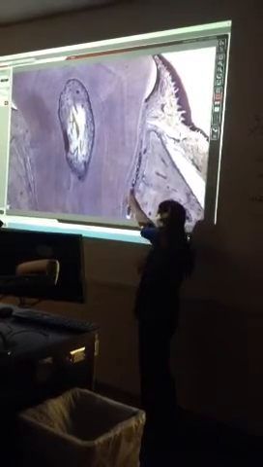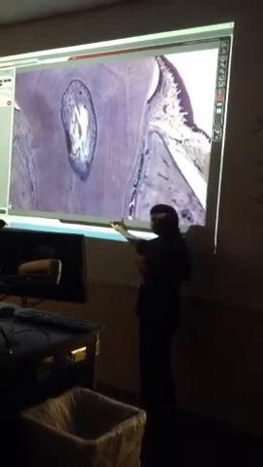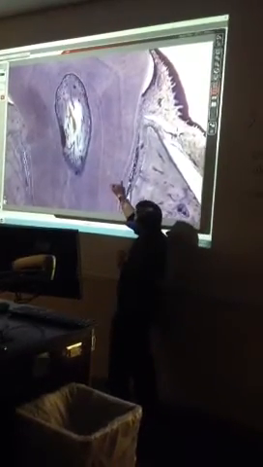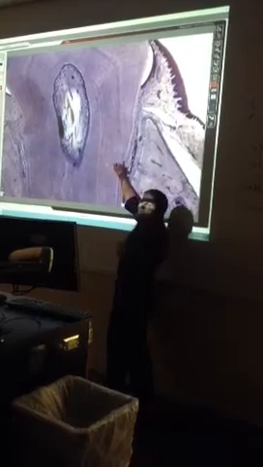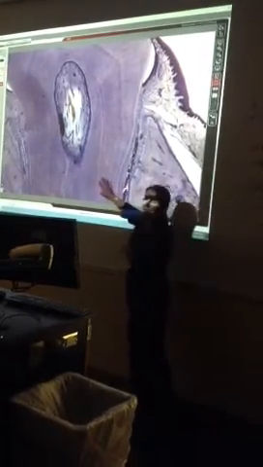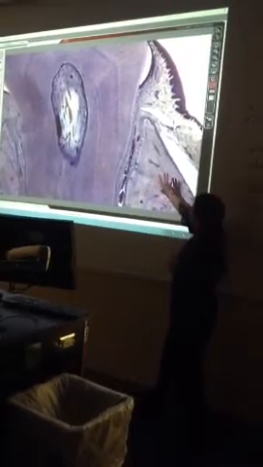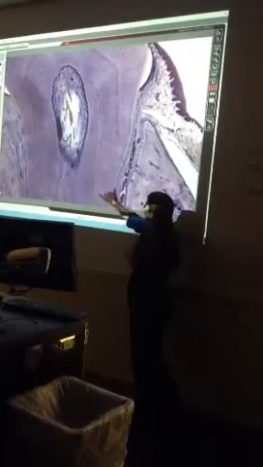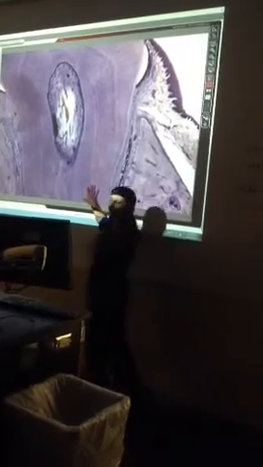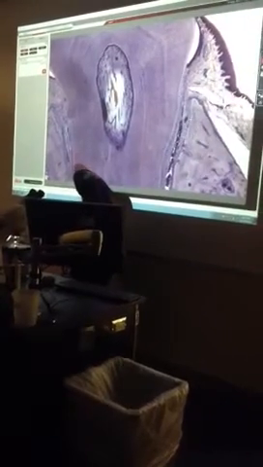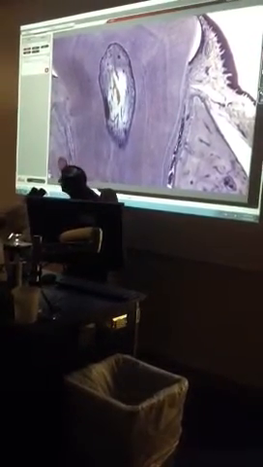Periodontal ligament. At the very edge of the tooth, the outside layer right here, very thin, that's the cementum. Cementum. And then we have the dentin again. So alveolar bone, periodontal ligament, cementum, and then the dentin. So on this side, you have dentin, cementum, periodontal ligament, and alveolar bone.